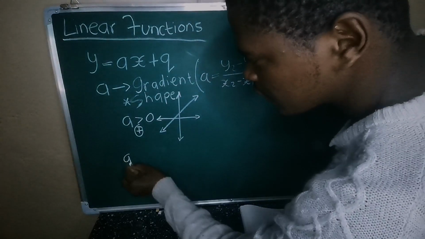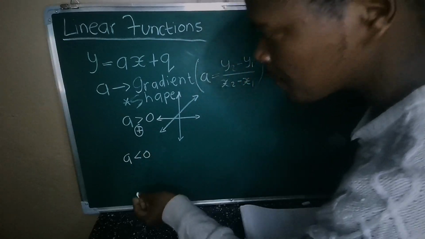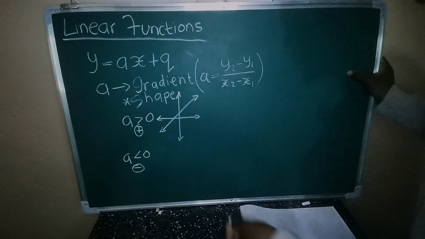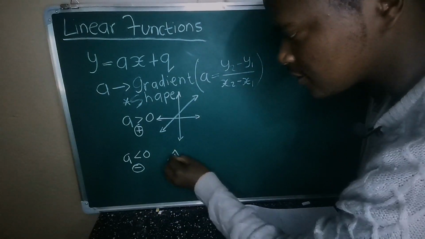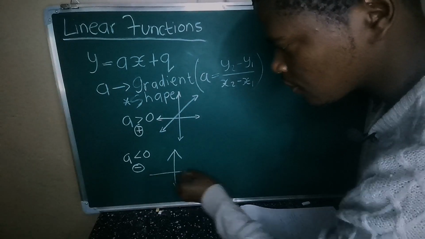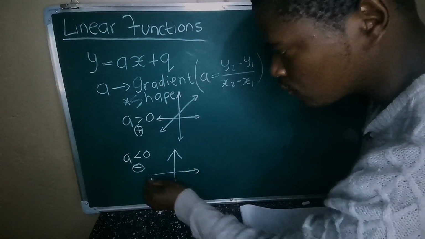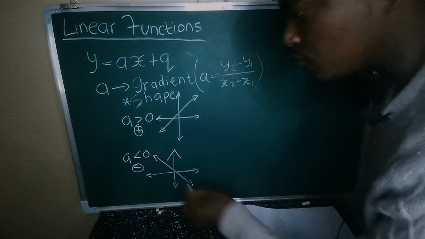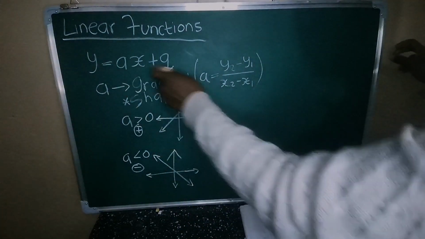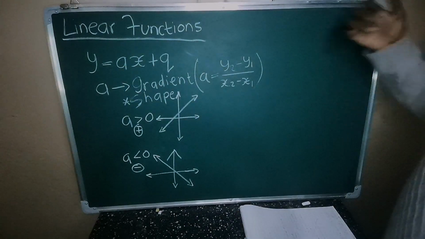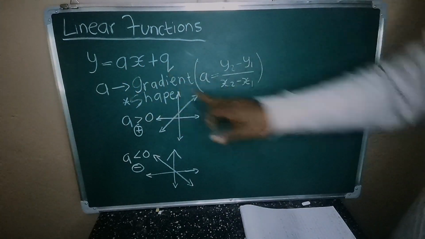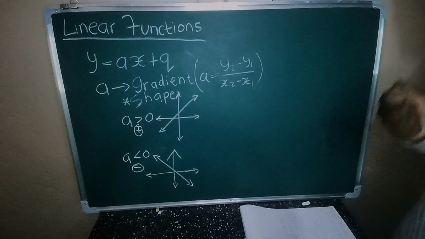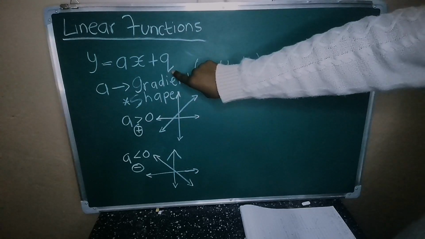Then when the value of a is less than 0, that means when the value of a is negative, our graph will decrease. Our graph will look like this, facing this direction. It will depend on the values of a and q. And I'm done with the value of a that determines the shape of our graph. Then now let me come to the value of q.